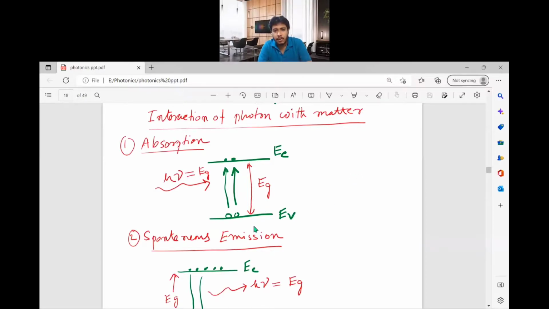But in an insulator the band gap is larger, and in a metal there is no band gap because the electrons and holes lie touching each other. So mainly we'll deal with semiconductor devices here.